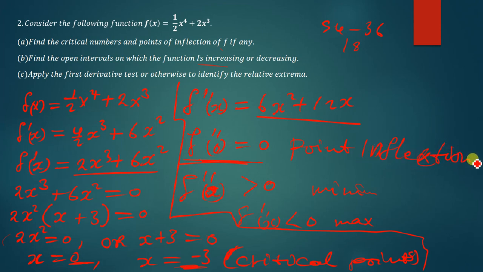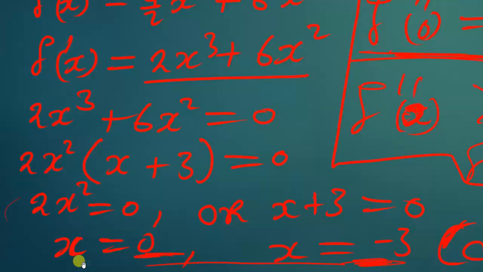So this is exactly how you're supposed to solve the first part. These are the critical numbers they were looking for, and it has a point of inflection at x is equal to 0.